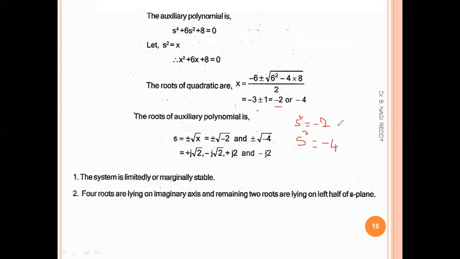Now apply square root on both sides. What we will get is plus or minus square root of minus 2, and here plus or minus square root of minus 4, because we are applying square root on both sides, so we'll get plus or minus. However, you can see minus is there, so we will write plus or minus root 2. This minus can be written as a j, right? So plus root 2j, minus root 2j from these two roots. And here also, for root 4 we will write 2.